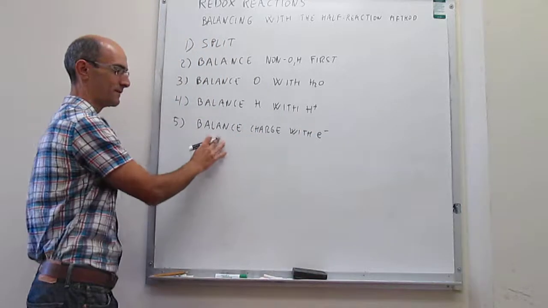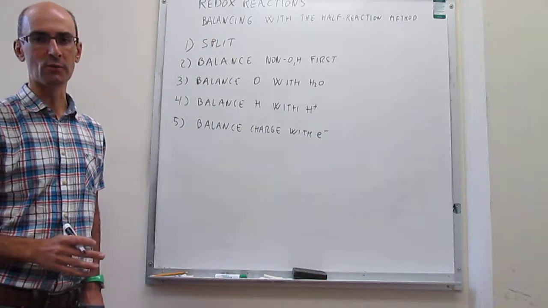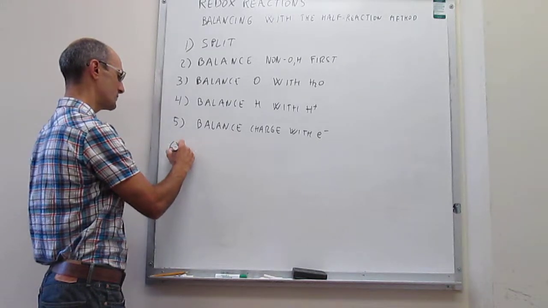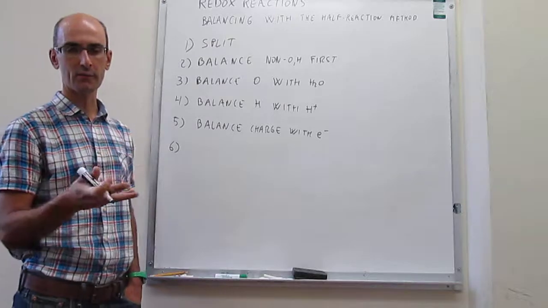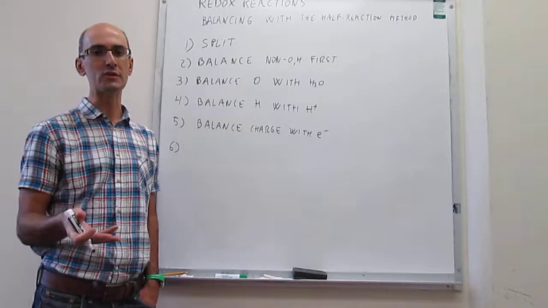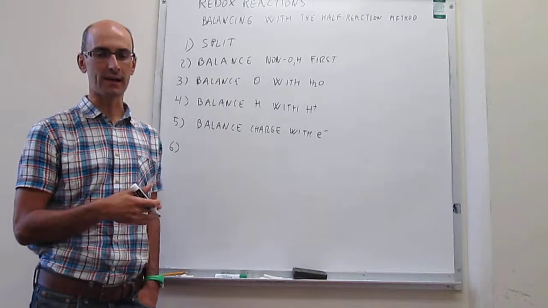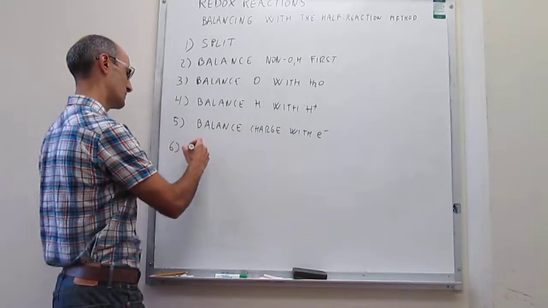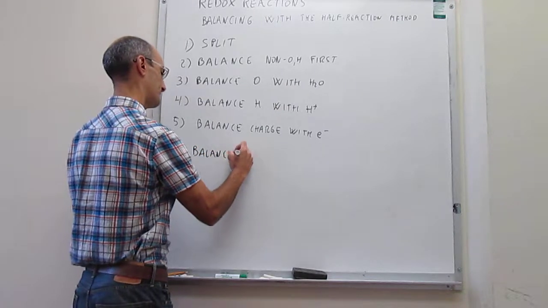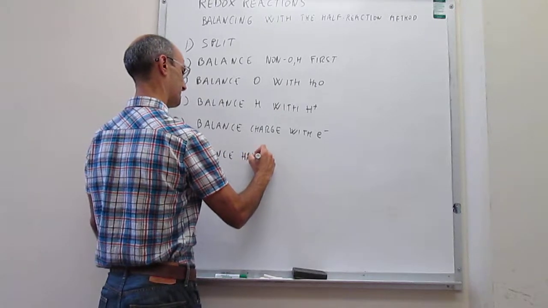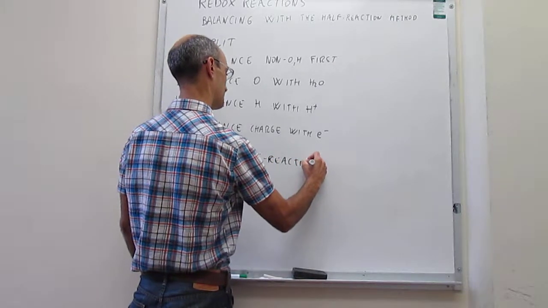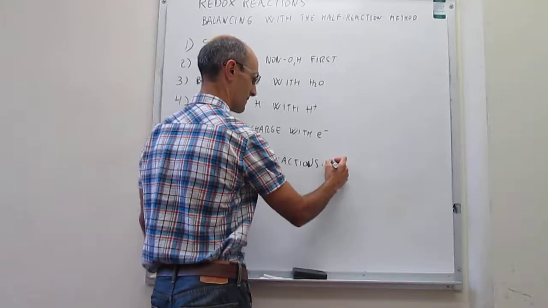This will be self-evident as we run a couple of examples in this video. And finally, you balance both half-reactions. You multiply both half-reactions by coefficients so that the electrons cancel between the two half-reactions.